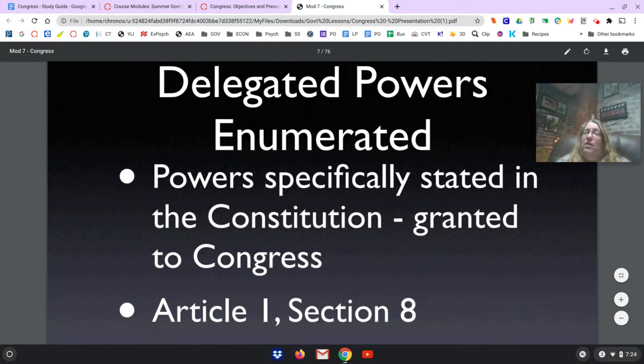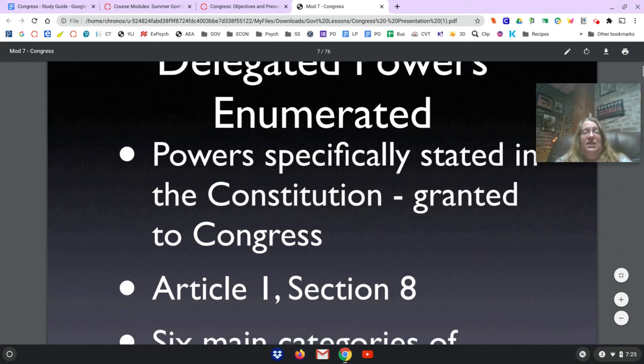One of the things we need to know about are these delegated powers. Delegated powers is just like it sounds. It is powers that are specifically mentioned in the Constitution. And we've looked at Article 1, Section 8, and you can see all of those clauses 1 through 18 about the powers that are granted specifically to Congress. We also call those enumerated powers. The reason enumerated is, if you look at the root word of enumerated, the root word is numerous. There's a lot of powers that Congress has specifically delegated, specifically stated, specifically given to them in the Constitution.